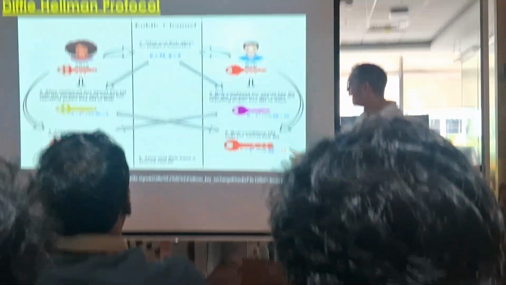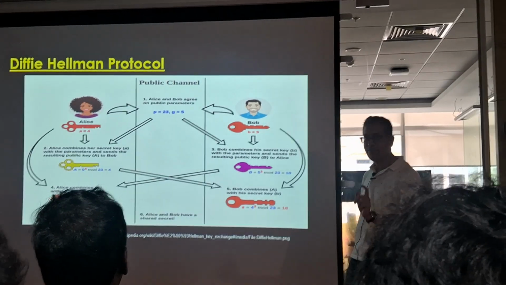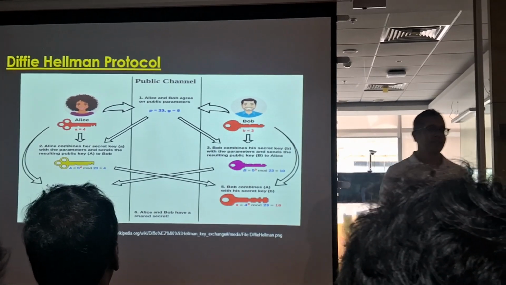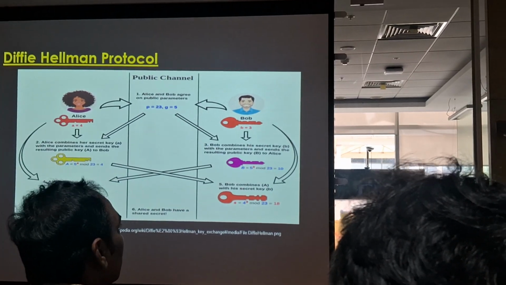4 is what I am sending to this guy. Okay, he also has his own private key, 3. He took 4 to the power of 3 mod 23 and calculated the sum. So the private key turned out to be 18. And this 18 has never been shared on the channel.